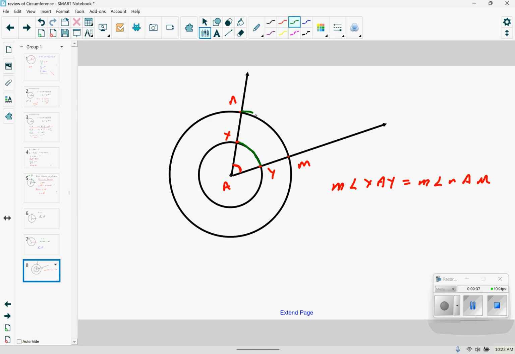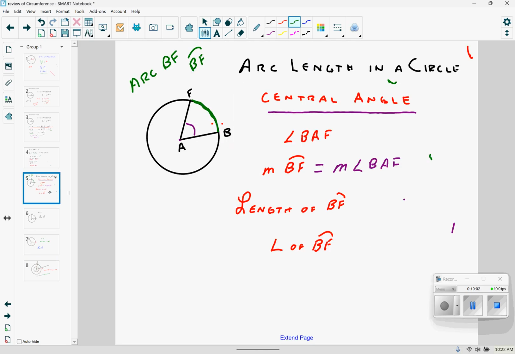The object of this portion of the video is to come up with a formula to find the length of those arcs. So if I go back to the slide I was on, I did this demonstration to show that the measure of the central angle is not the length of the arc. So we know the measure of arc BF is equal to the measure of the central angle BAF. What we want is the length of BF. Well, the length of BF is going to be a portion of the circumference.